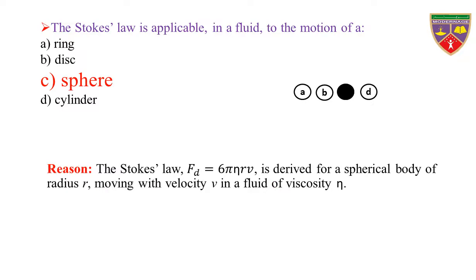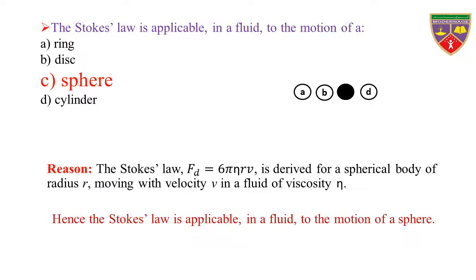Reason: the Stokes law, Fd is equal to 6 pi eta r v, is derived for a spherical body of radius r moving with velocity v in a fluid of viscosity eta. Fd is the dragging force. Hence, the Stokes law is applicable in a fluid to the motion of a sphere.